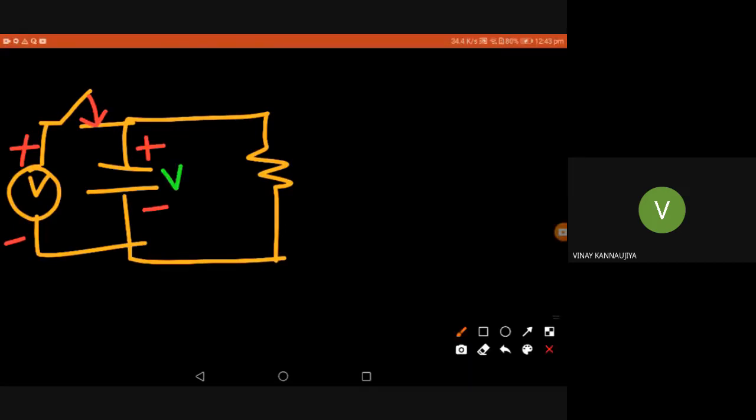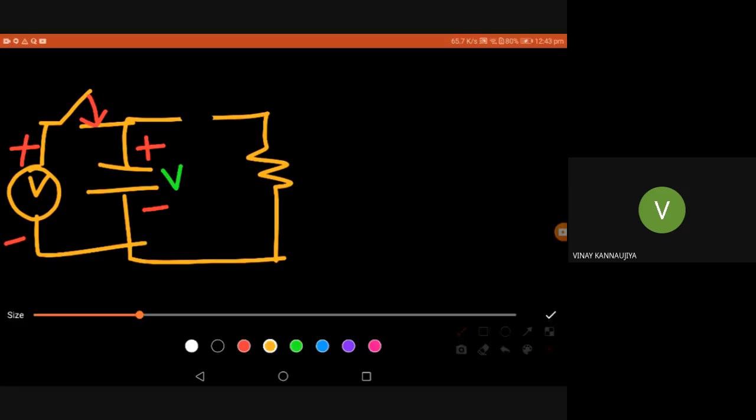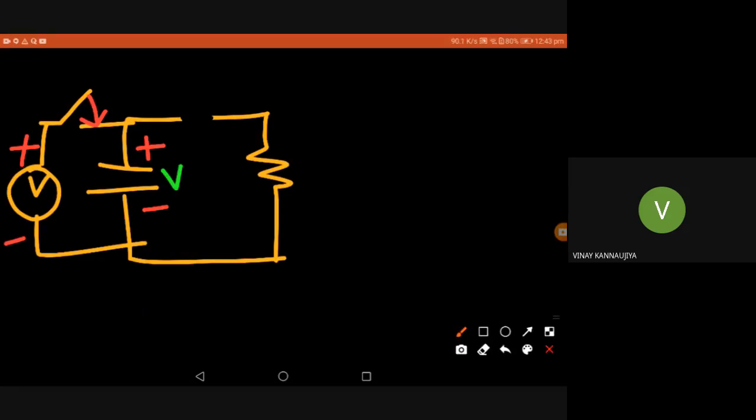Now I'll keep one more switch here so that you can understand the concept. First I turn on the switch S1 so that the capacitor is charged to V. Then I turn the switch S1 off. Now I turn on the switch S2. Now we can see a graph of the capacitor discharging.